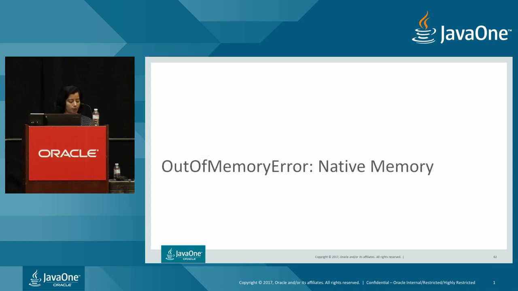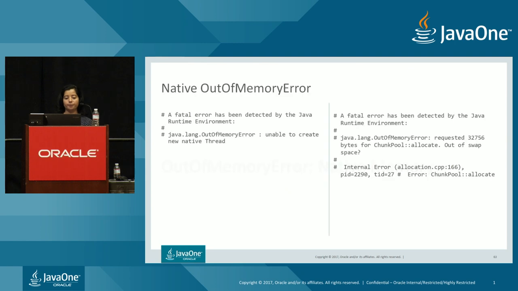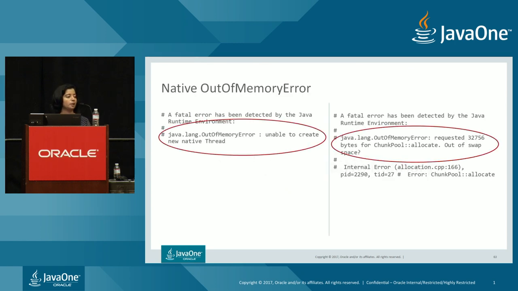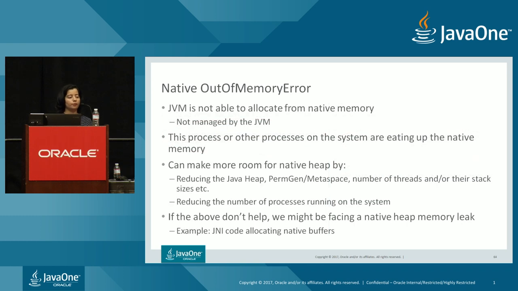Out of memory error for native memory. These two examples show that the JVM is running out of native memory. When we see this error message, it means that the JVM is not able to allocate from native memory, which is not directly managed by the JVM. Our current process, or other processes on the system, might be consuming native memory.